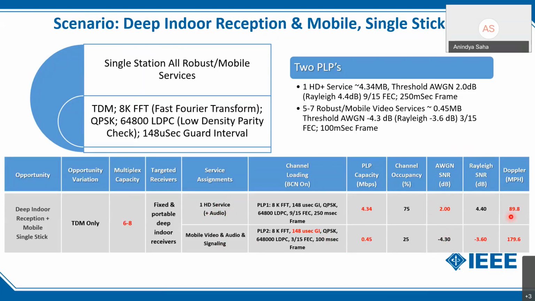You can also see the robustness to Doppler, which means that if these receivers were to be mobile, then PLP2 is far more robust to mobility. It has the ability to withstand close to 180 miles per hour, whereas the HD audio service can go somewhere close to 90. So this is one example of how 2 PLPs could be parts of the same subframe and be delivered by the broadcaster for 2 different services.